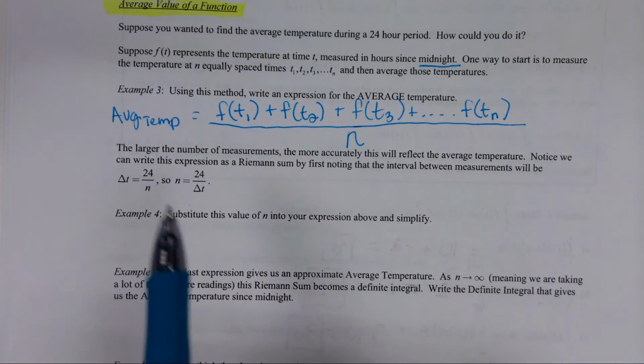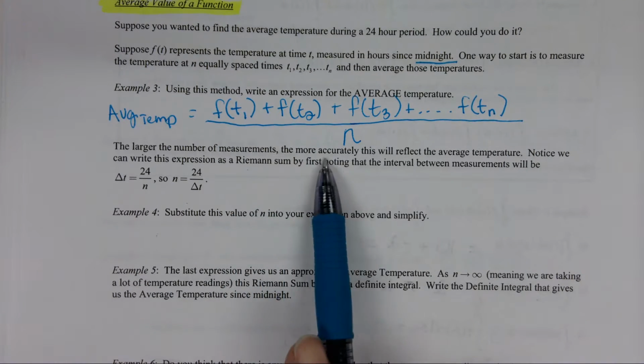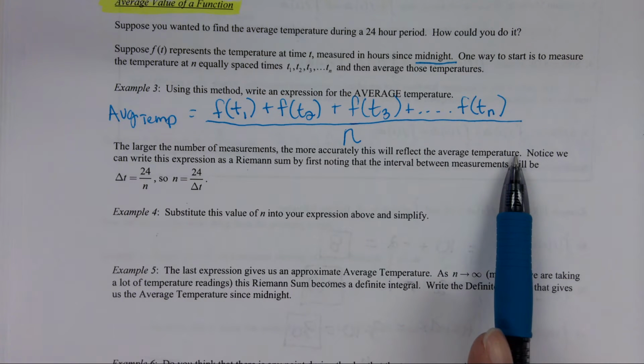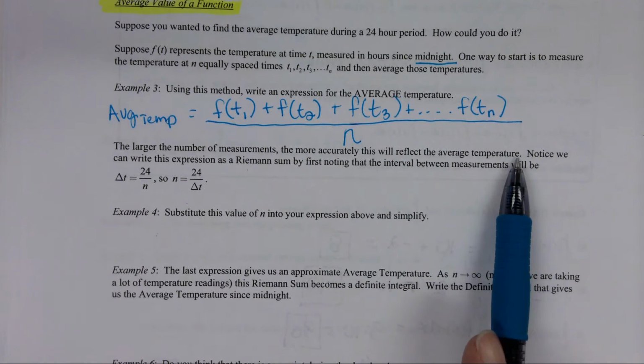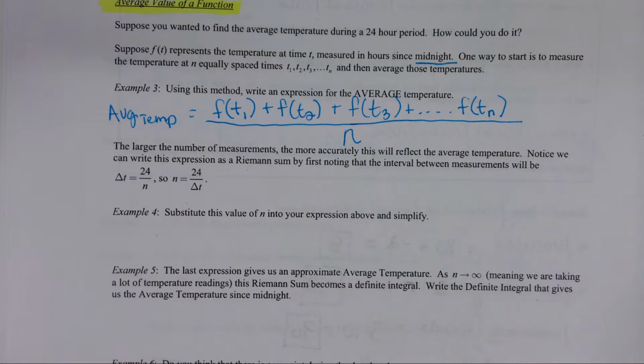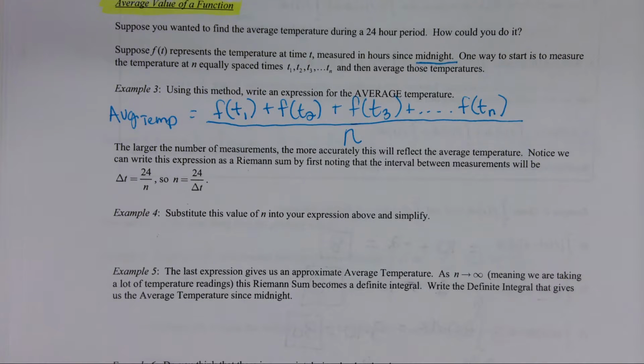The larger the number of measurements, the more accurately this will reflect the average temperature. Doesn't that make sense? If I did it once an hour, it would be 24 hours. But if I did it once every half hour, then I would have 48 of them to do, and so on.